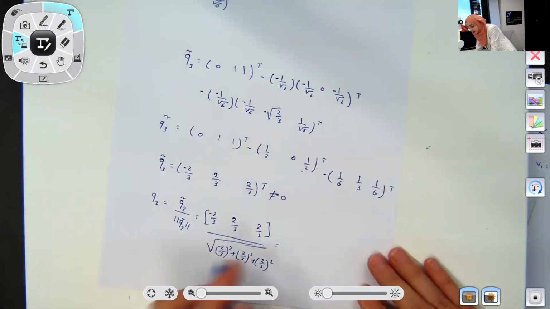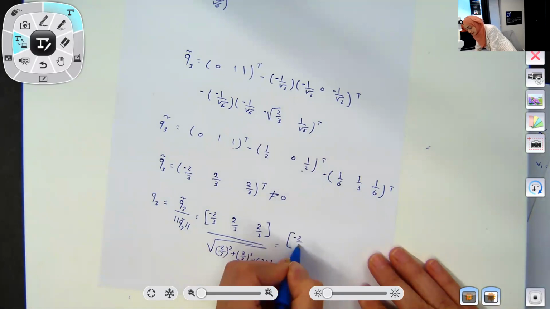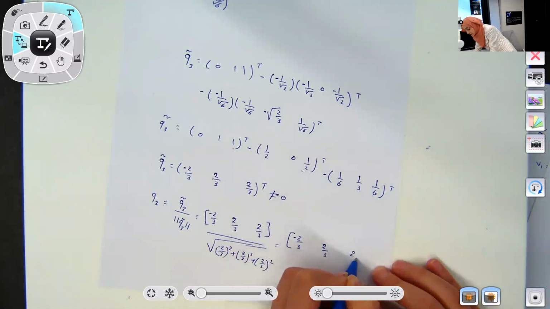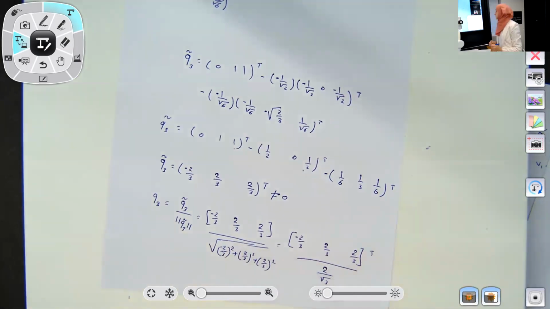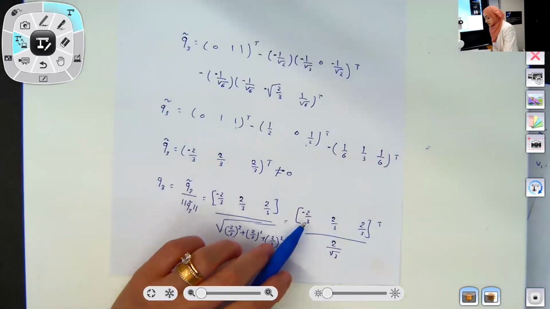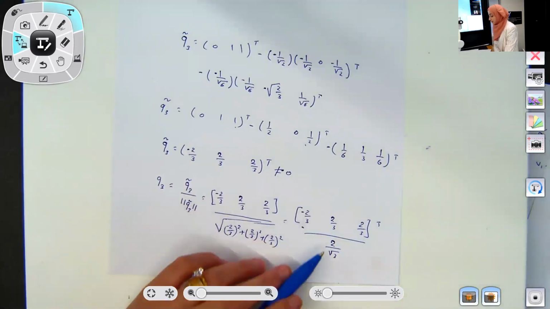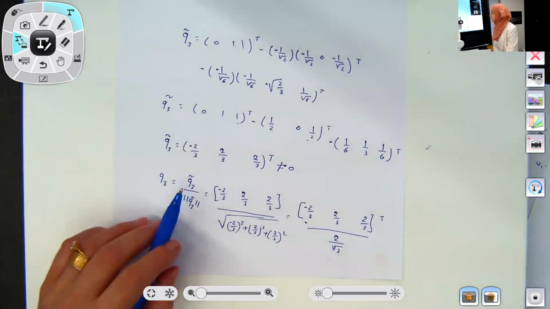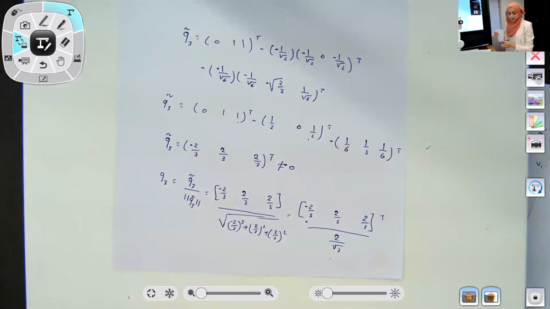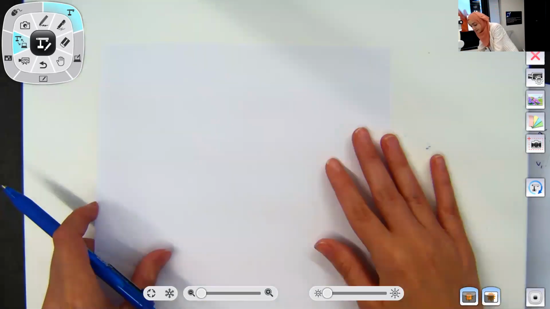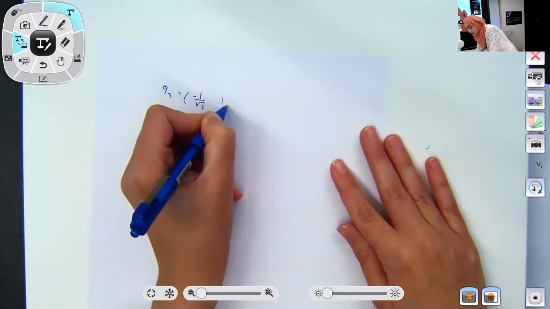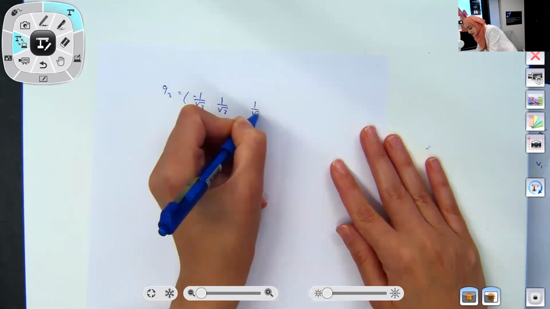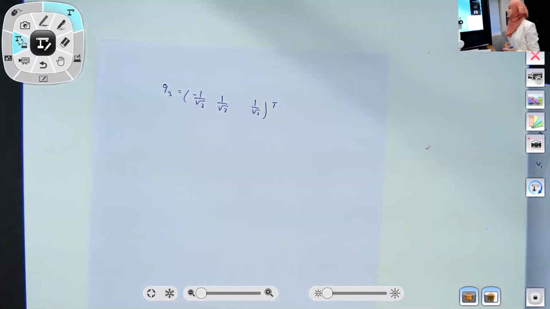If you simplify, this will give you minus 2 over 3, 2 over 3, and 2 over 3 transpose, divided by 2 over square root of 3. So we need to divide each term in Q3 tilde by 2 over square root of 3 to find the value of Q3. You will get that Q3 equals minus 1 over square root of 3, 1 over square root of 3, and 1 over square root of 3 transpose. So now we found the value of Q1, Q2, and Q3.